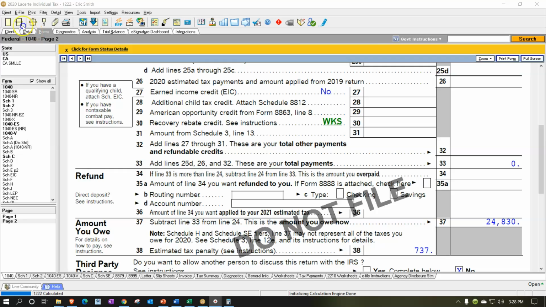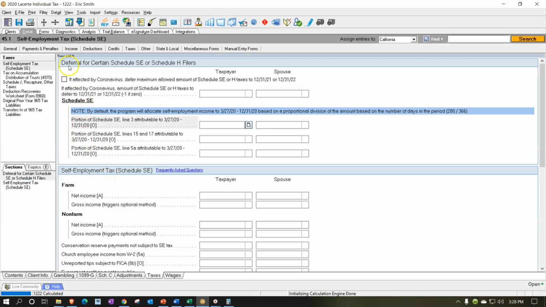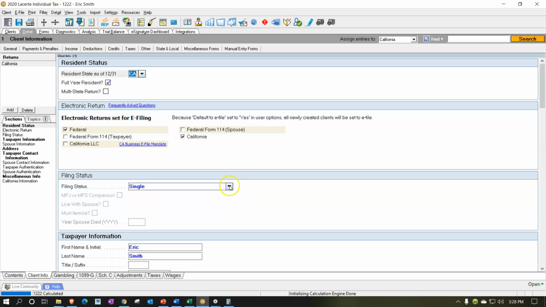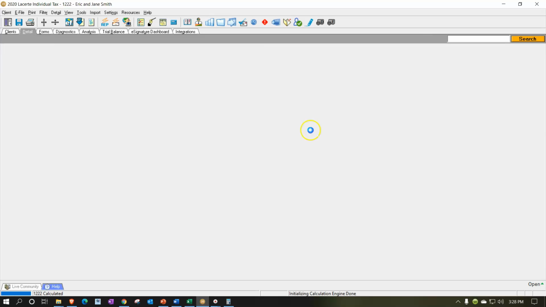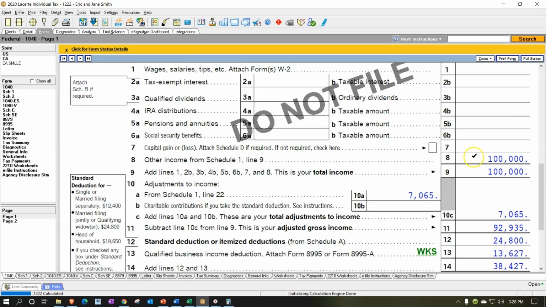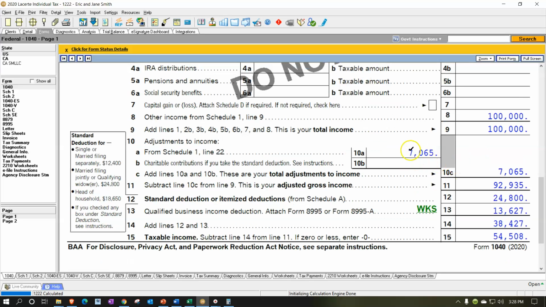Now let's just think about a married couple, just to check this out. What if the filing status, if I go back to the information, we have 2 individuals. They're going to be married filing joint. So I'm going to say married filing joint now. Go back on over. And so now we have the same 100,000 for the business, the 7,062. We have this adjustment to the standard deduction now, the 24.8. We have the qualified business income 13,625, and that gives us the taxable income of the 54,508.